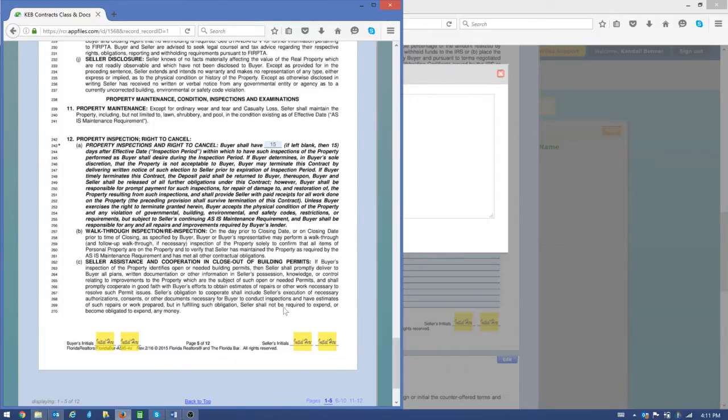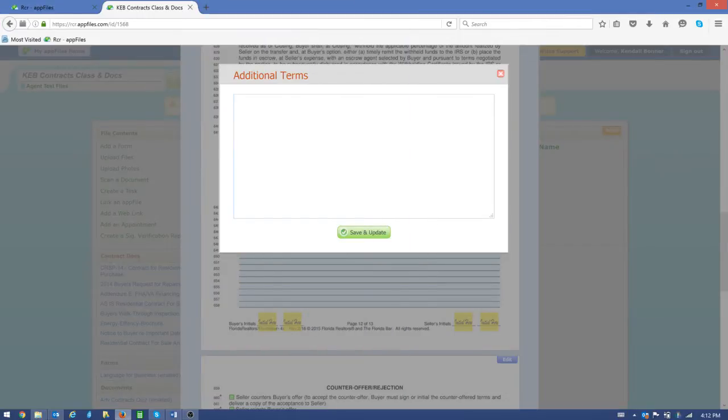In fact, the seller shall not be required to expend or become obligated to expend any money. So again, not a lot of protection here for a buyer in the as-is contract. A lot more protections for the buyer in the FARBAR 4, and dare say the seller as well. So what do we do here?